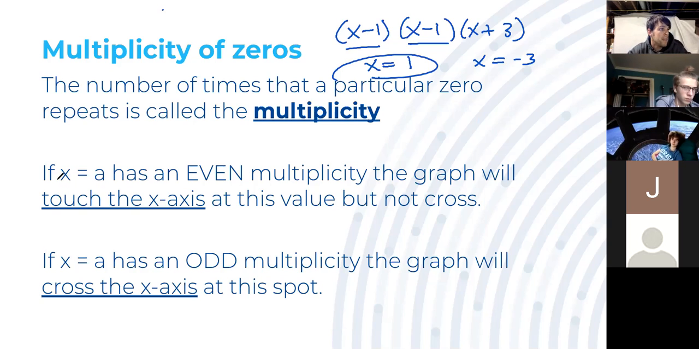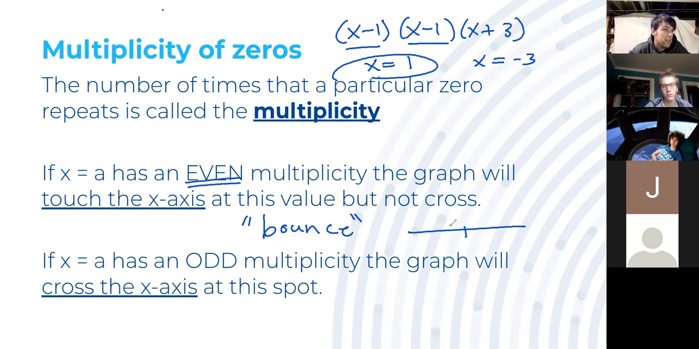So if we have an even multiplicity, so this one has a multiplicity of 2, that thing that we just saw in the previous graph happens. I call it a bounce. Instead of crossing the axis, whatever the 0 is, it's going to go into it and bounce off of it. So if this was our x-intercept, instead of going through it there, it's going to touch it and bounce, but it won't cross. It could come from the other direction too. It could come from the bottom and bounce this way, depending on the graph. So whenever we have an even multiplicity, it's going to bounce.